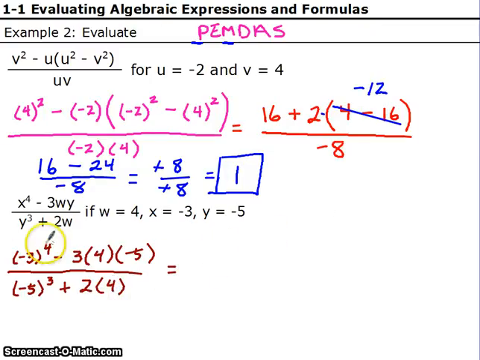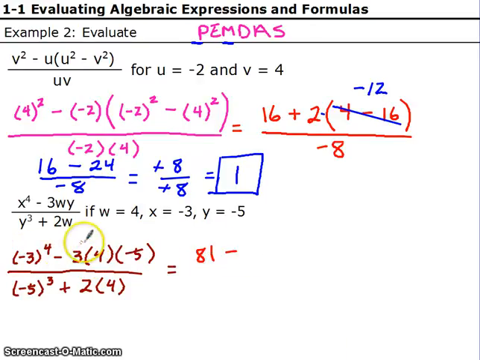All right, so negative 3 to the 4th. A 4th power is just like squaring. Any even numbered power is going to make a negative turn into a positive. So negative 3 to the 4th, that's like negative 3 times negative 3 times negative 3 times negative 3. Multiplying 3 times 3 is 9. 9 times 9 is 81. So negative 3 to the 4th is 81.